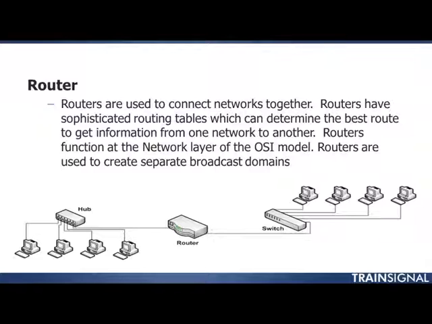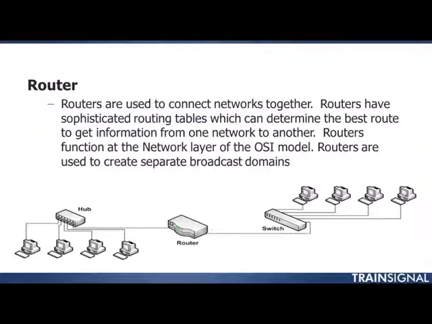Okay? A router is a device that functions at the network layer, and therefore it truly connects different networks together. This is where most people don't consider bridges to be connecting separate networks. Okay? It just helps with some of the collisions. A router truly segments networks from one another. They have very sophisticated routing tables which can determine the best route to get information from one network to another.